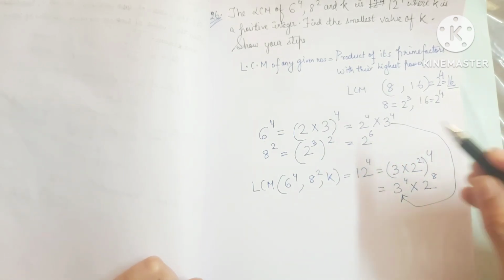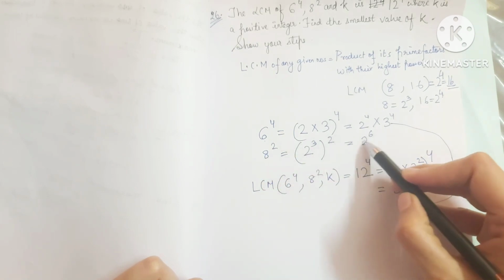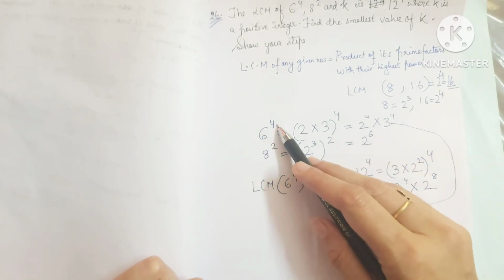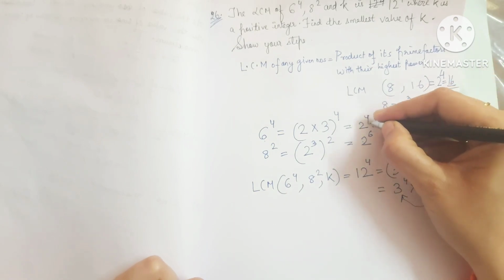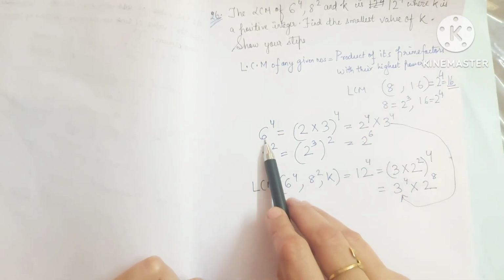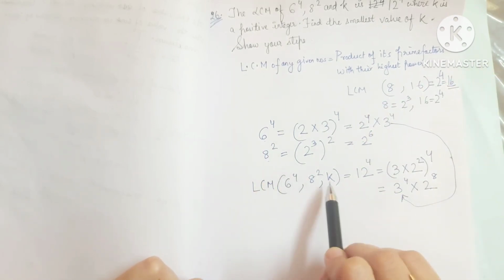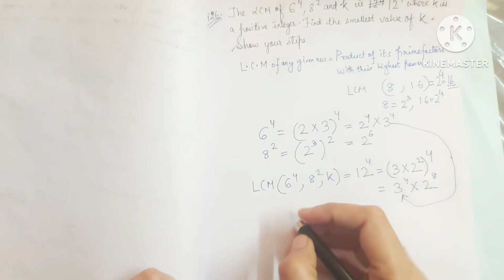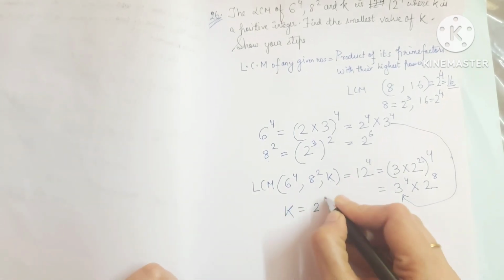But 2 to the power 8, let's search, is it there in 8 square? No, 2 to the power 6 है. 6 to the power 4 में क्या है? 2 to the power 4 है. So मतलब 2 to the power 8 यहाँ से भी नहीं आया, यहाँ से भी नहीं आया, तो डेफिनेटली k will be equal to 2 to the power 8.